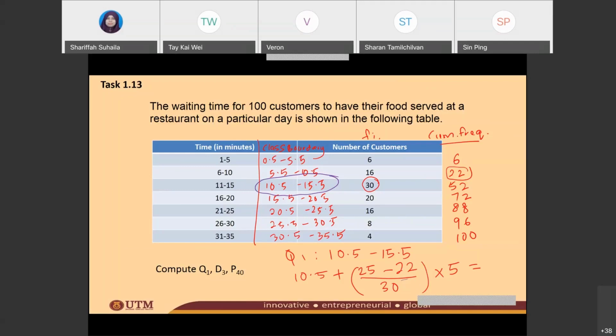So, what is the answer? Okay, you got 11. Okay, thank you. 11. Okay, proceed to find D3 and P40. Okay, D3, that means the third decile. You can use the formula, this one.